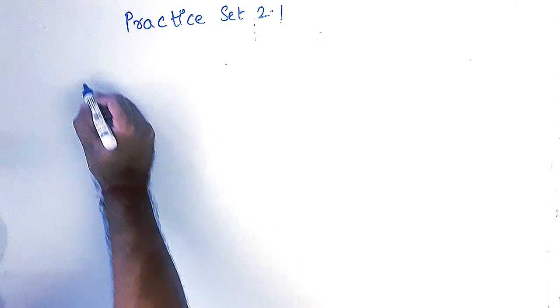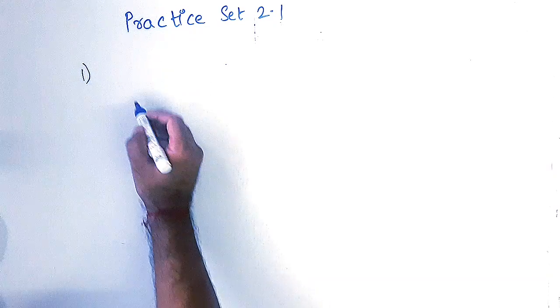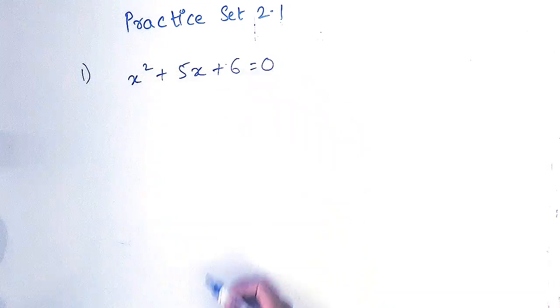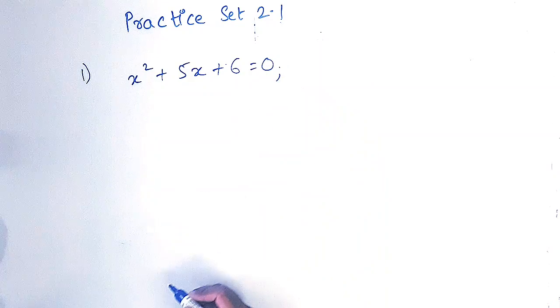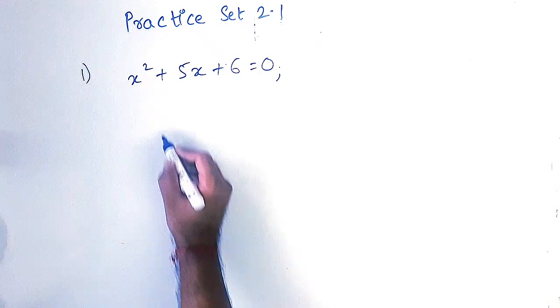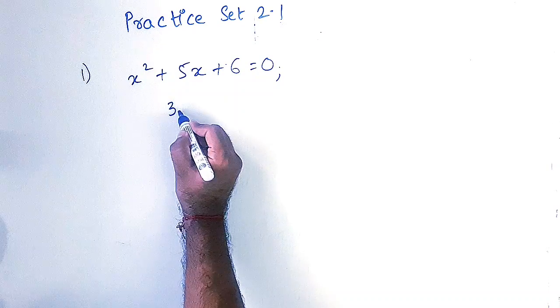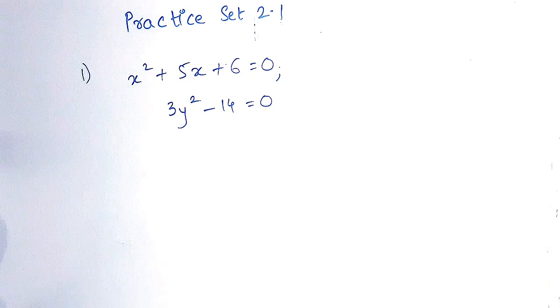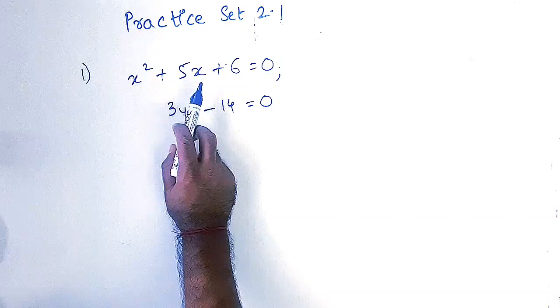Everyone, so we are here with practice set 2.1, standard 10th algebra. The first question they have asked is to write any two quadratic equations. This is an open-ended question, so you can write your own, like I am writing x square plus 5x plus 6 equals 0. And the second one, let us say, 3y square minus 14 equals 0. Okay, you can have b as 0.